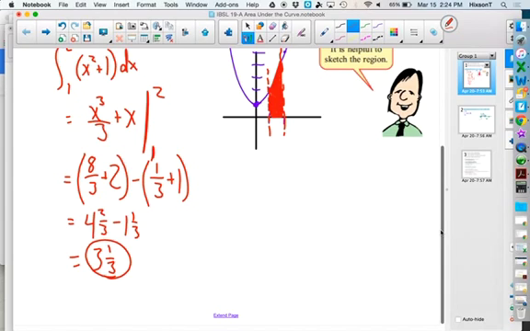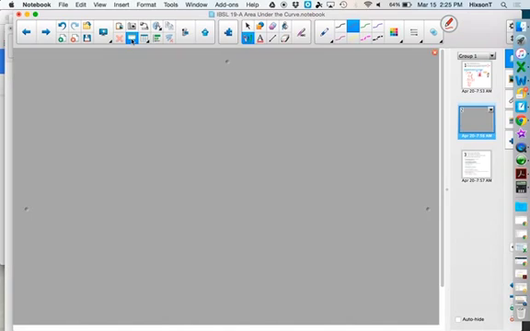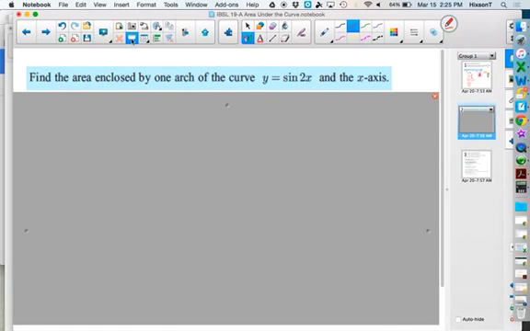How is this any different from what we've been doing before? Right now, it's not. However, the applications start and some of the connections we have to make can be challenging. So let's look at one here.